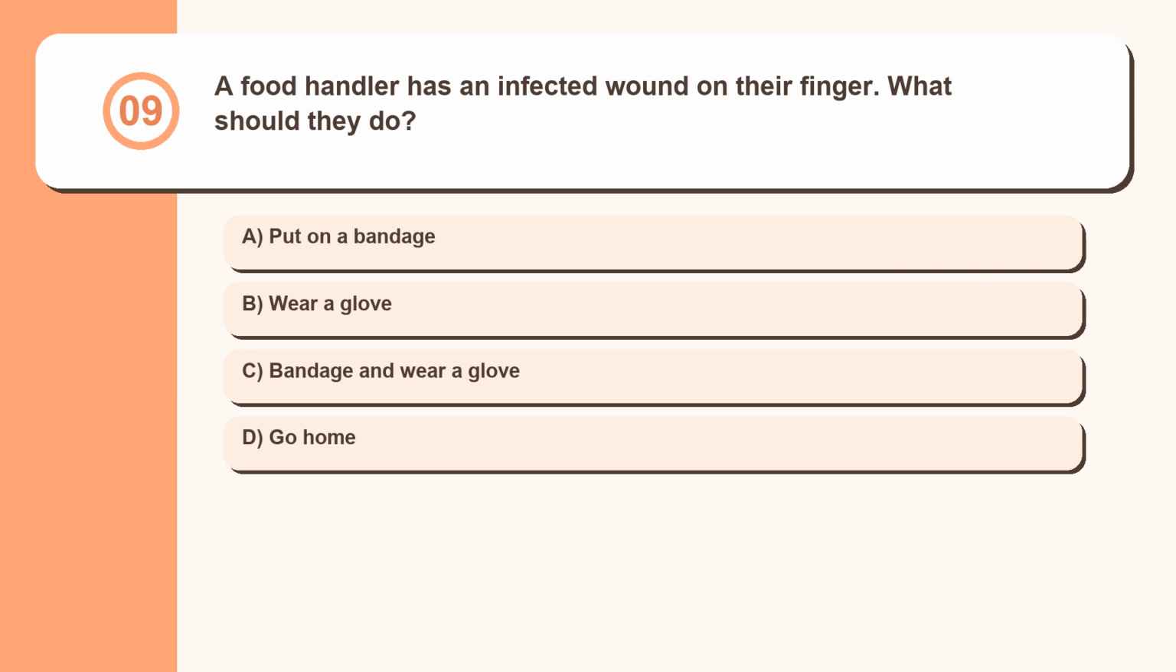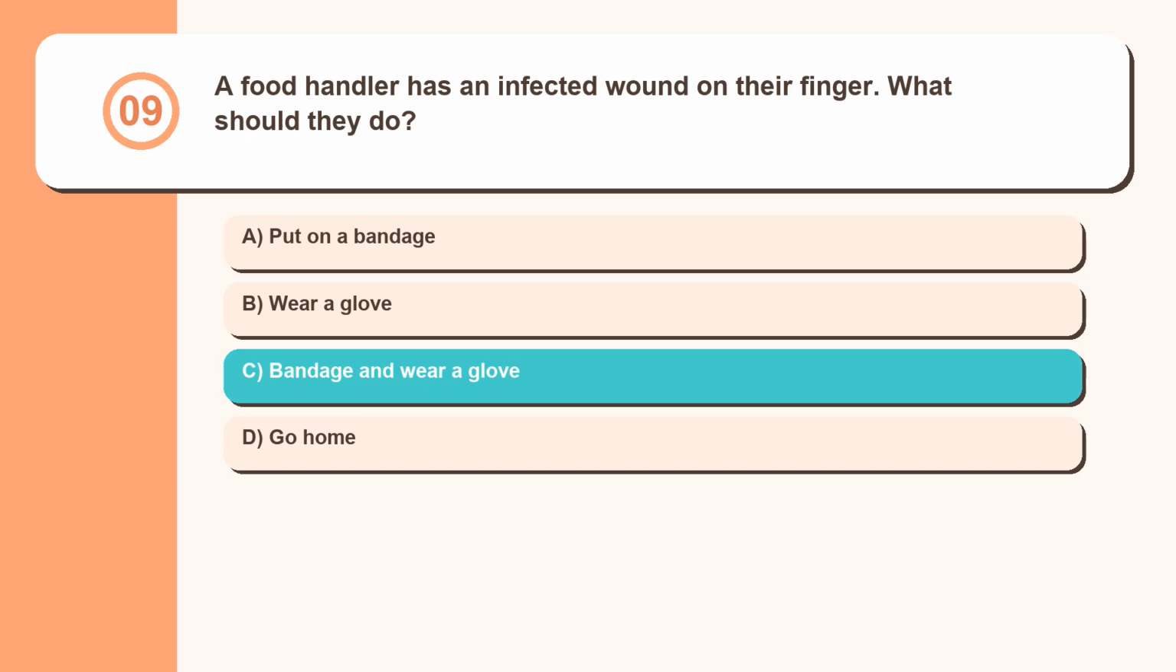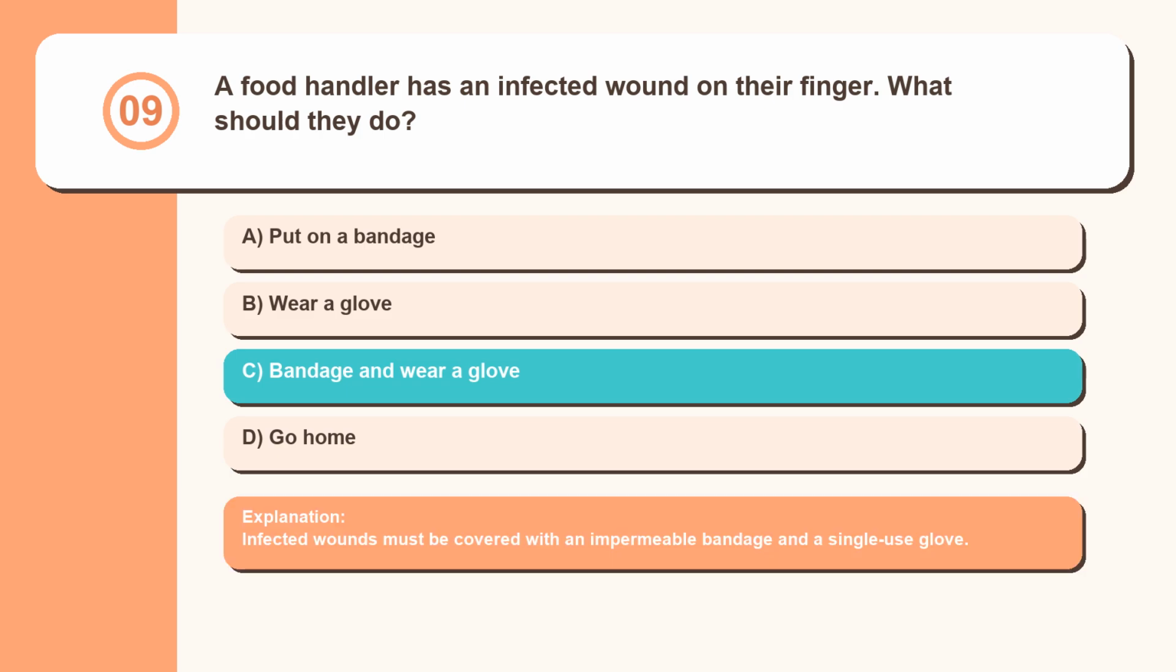Question 9. A food handler has an infected wound on their finger. What should they do? Put on a bandage, wear a glove, bandage and wear a glove, or go home. Infected wounds must be covered with an impermeable bandage and a single-use glove.